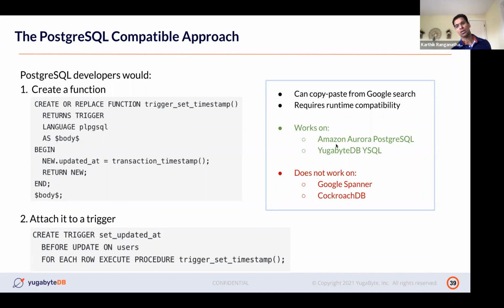Now, this works on the databases that are runtime compatible. It does not work on Google Spanner and CockroachDB, right? So as a practical developer, this is roughly what you would do. Of course, getting started, you'll figure it out with all the databases. You now want to go build your application. This is the first scenario you're approached with, right?